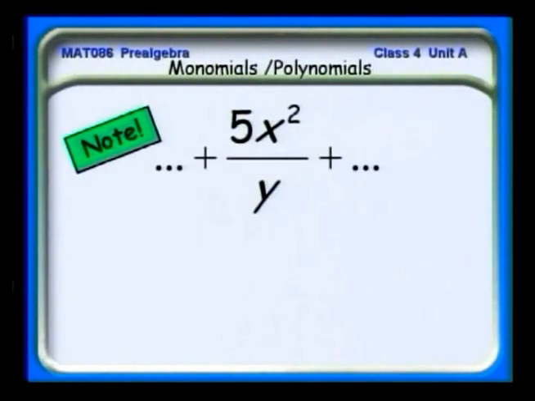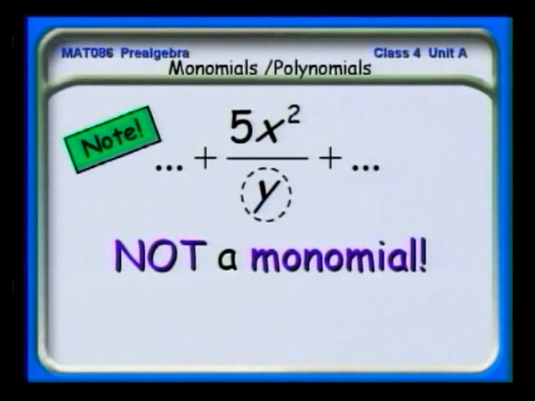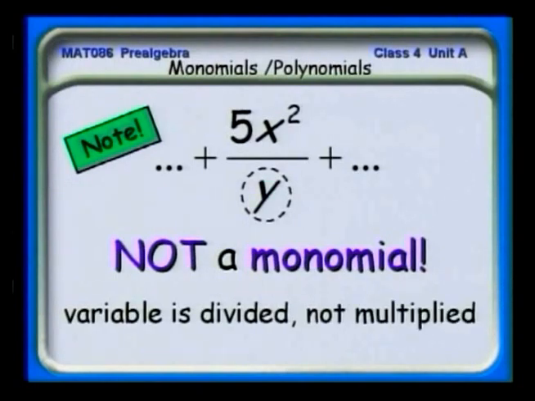Be careful here. You might see something like this. And as I said before, 5x squared divided by y is not a monomial, because we're only dealing with multiplications, not divisions. A variable is divided, not multiplied here.